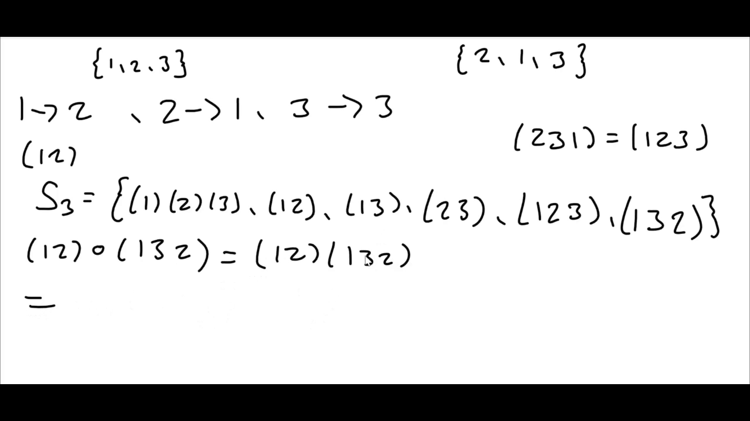So looking at this, and it's important we always start on the right. 1 just goes to 3, and so now we've got 3 here. We want to look where 3 goes. 3 goes to 2, 2 goes to 1. So 3 goes to 1. And there we go, and then 2 goes to 1, 1 goes to 2, so 2 maps to itself. All checks out.